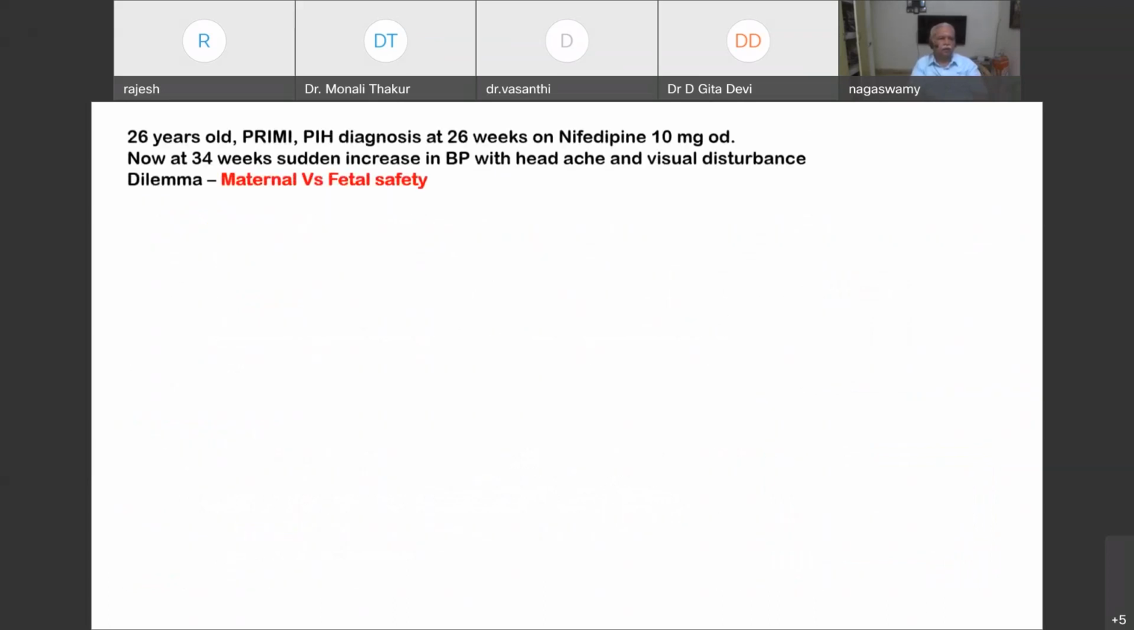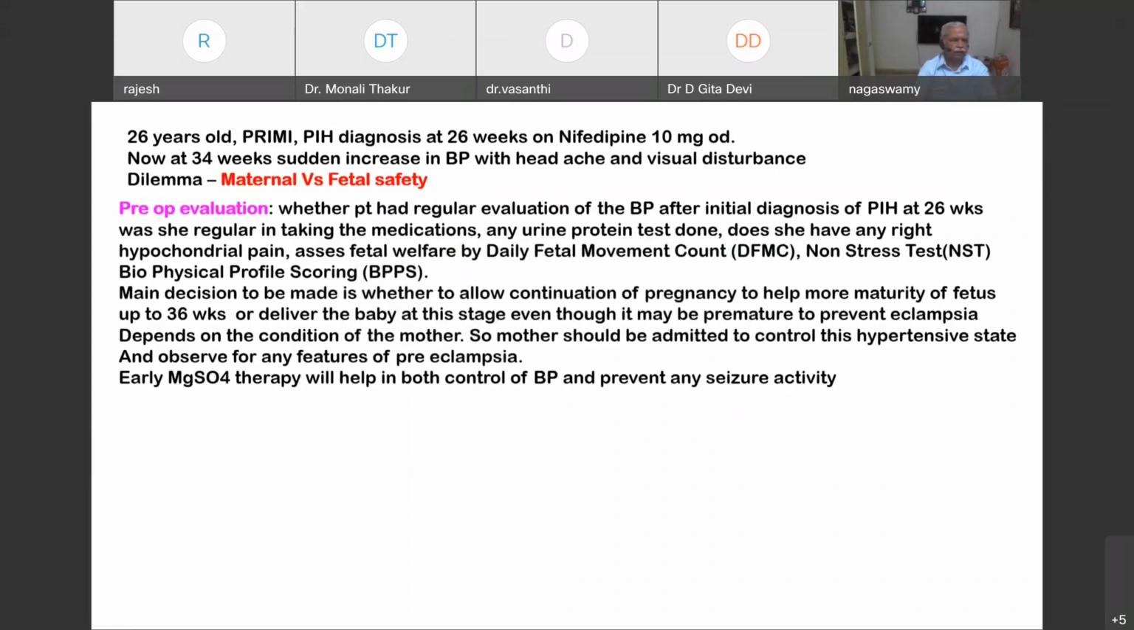This is a 26 years old primi with pregnancy-induced hypertension, diagnosed at 26 weeks, and the patient is on nifedipine. Now at 34 weeks, there is a sudden increase in BP with headache. Now the dilemma is maternal versus fetal safety. That is the major decision that we have to take, or the physician has to take.